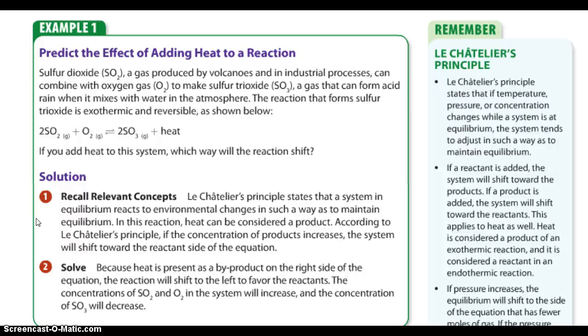as to maintain equilibrium. In this reaction, heat can be considered a product. According to Le Chatelier's principle, if the concentration of products increases, the system will shift toward the reactant side of the equation. Part 2 solved. Because heat is present as a byproduct on the right side of the equation, the reaction will shift to the left to favor the reactants. The concentration of SO2 and O2 in the system will increase, and the overall concentration of SO3 will decrease.